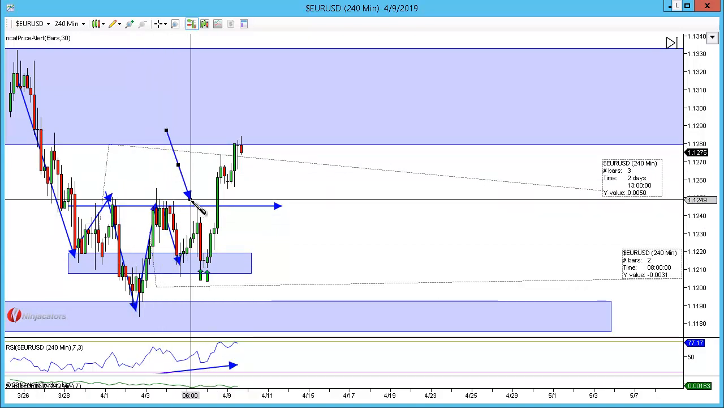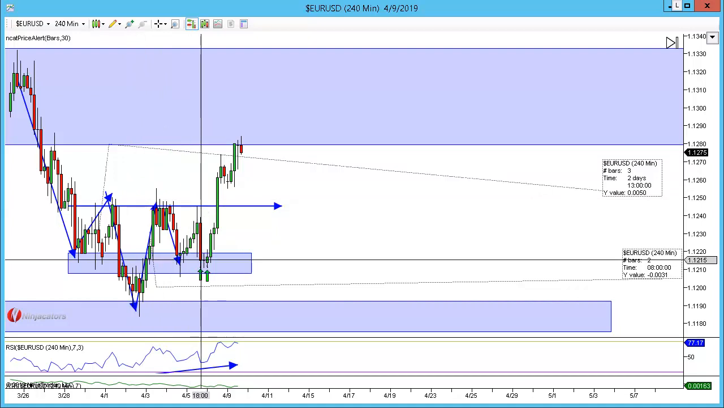So they're the two ways that I can trade the head and shoulders, and what a beauty of a winner on the euro dollar.